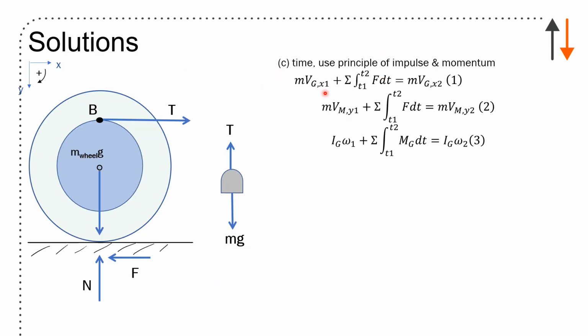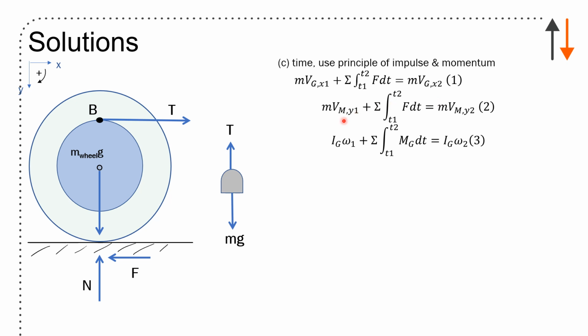So using the principle of impulse momentum and the solutions we've just obtained, we know that we can use m vg x1 plus the sum of all the impulses is the final linear impulse of the system of the wheel. We can do the same thing for the mass on that string, this mass over here: tension's up, weight is down, tension over here, weight acting downwards, normal force, and friction force.